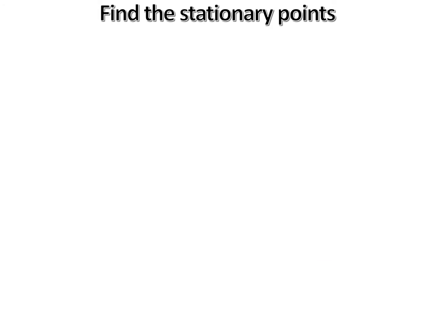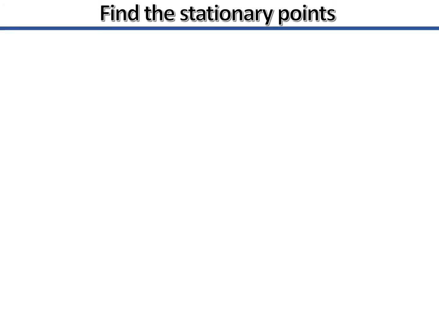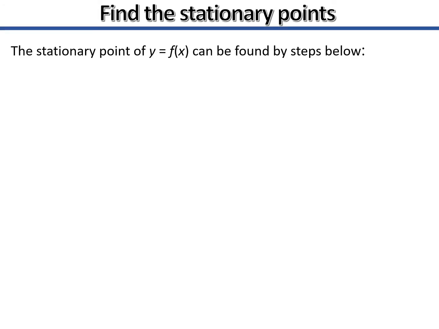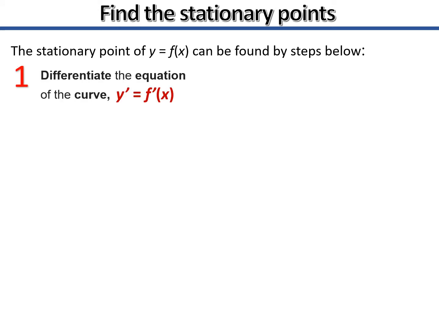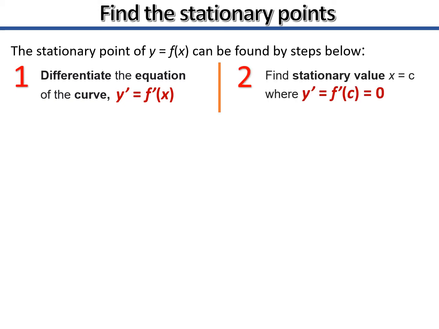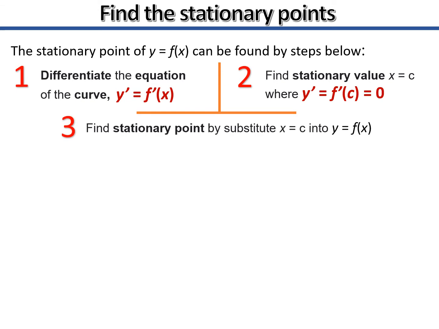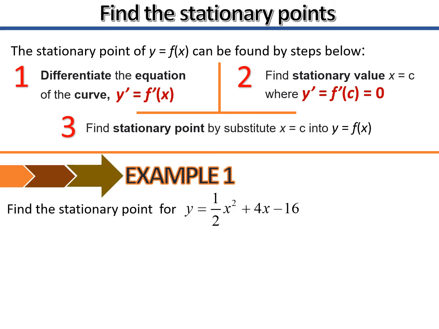Let's take a look at how to find the stationary points. The stationary points of y equals f(x) can be found by the steps below. First, differentiate the equation of the curve, y prime. Secondly, find the stationary value x equals c where y prime equals 0. And thirdly, find the stationary point by substituting x equals c into y.